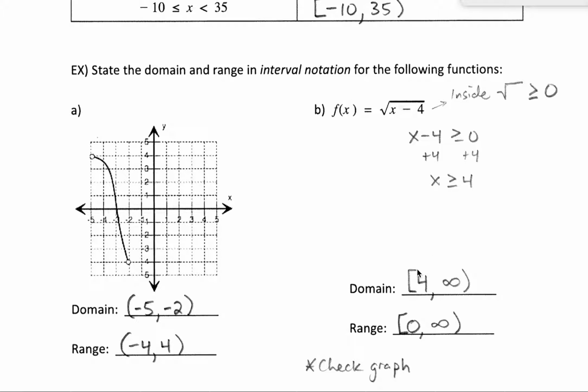So writing that in our interval notation, it could equal 4. So we'll use a bracket. And then it has to go towards positive infinity values. So parenthesis with infinity there.